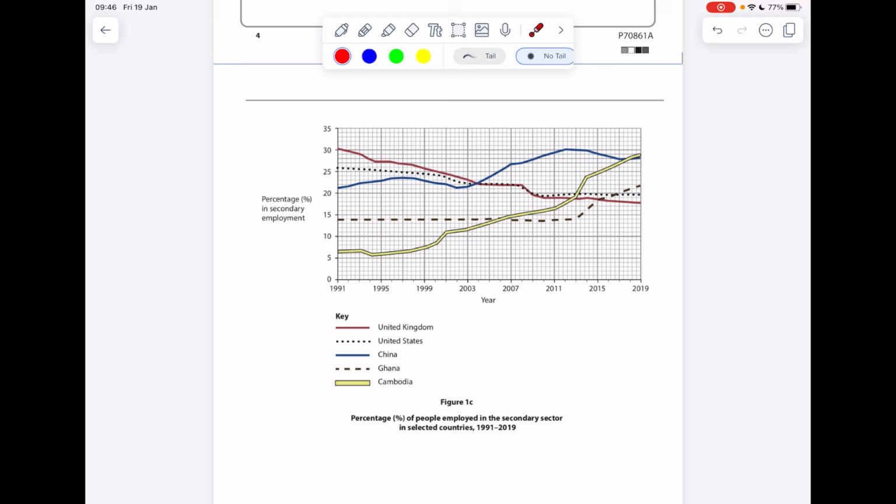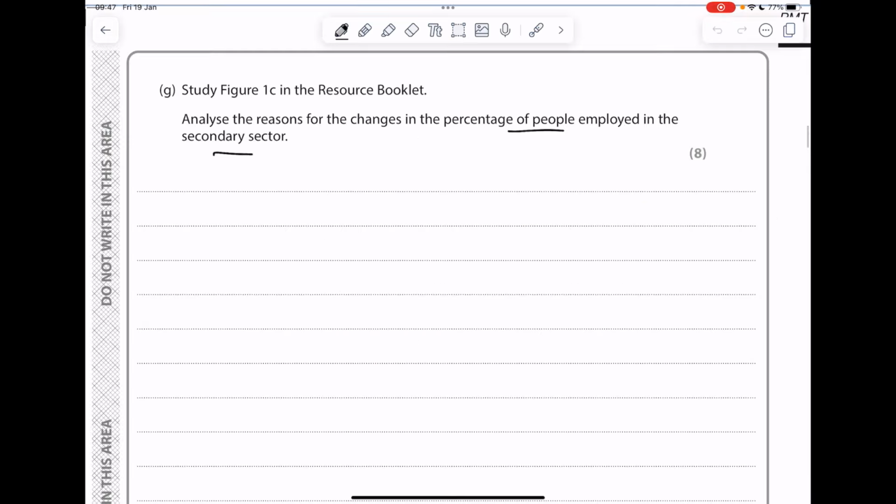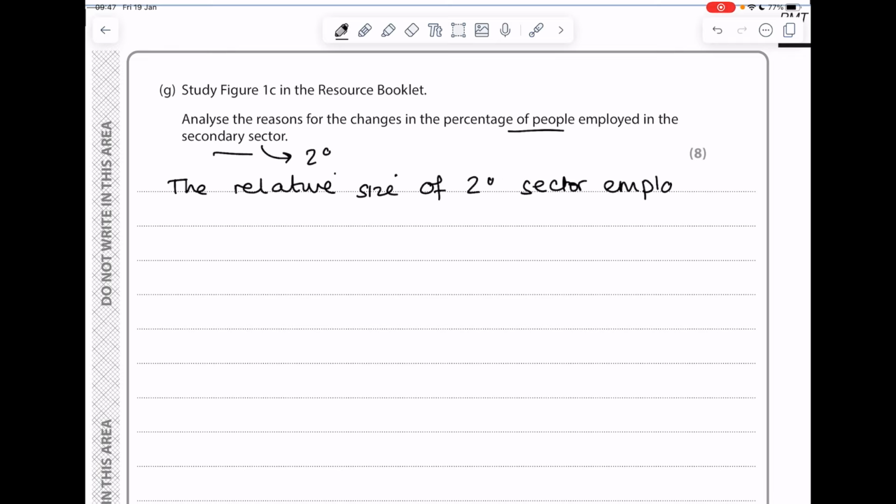To finish off getting the rest of our marks, we just want to make a few general points: the relative size of the secondary sector employment is a good indicator of economic development. As I've already said, as a country becomes more developed, typically there'll be a shift from primary sector employment to more secondary sector employment. So I'm going to start with my general points and then pull out bits of data from that graph. And I'm going to use that to show secondary.